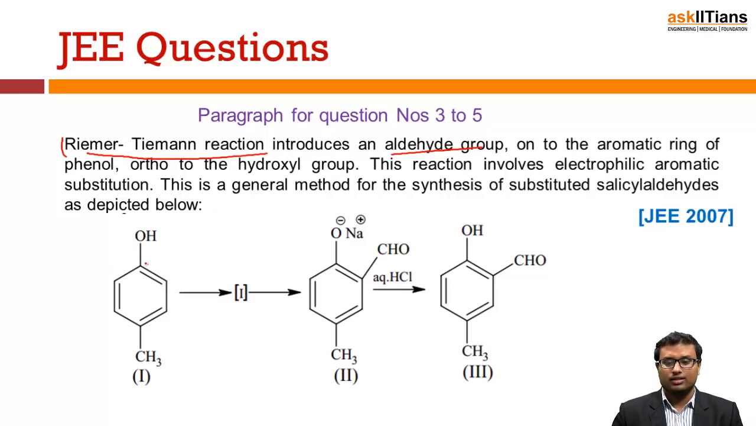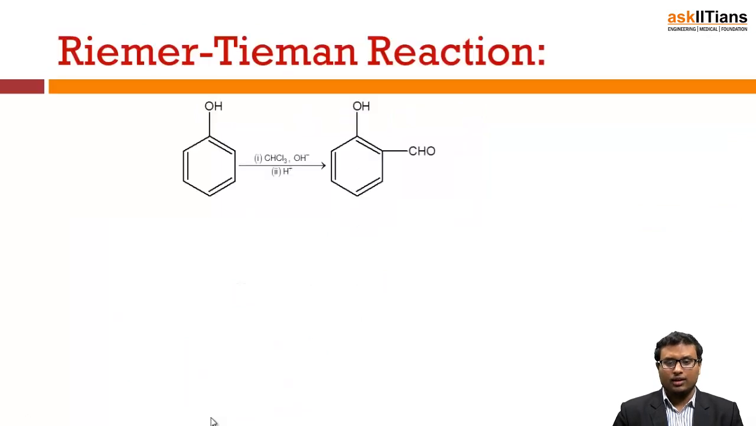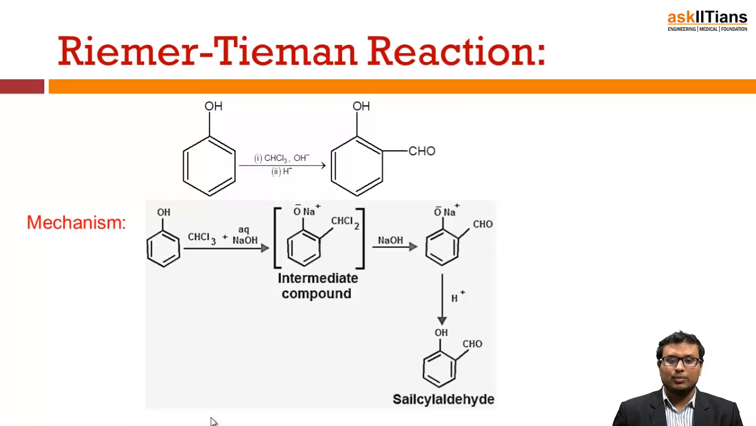Now the important thing is that here you have a methyl group. Whenever you have a phenol and that phenol is converted into an aldehyde, a salicylaldehyde, this was the Reimer-Tiemann reaction, right? We have discussed the Reimer-Tiemann reaction. I am again revising it so that you are able to answer this paragraph question.